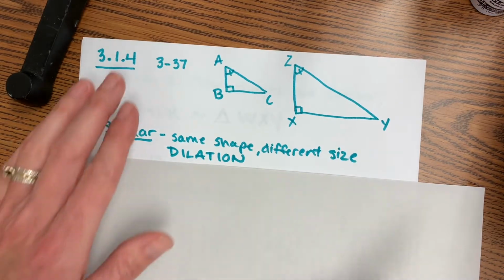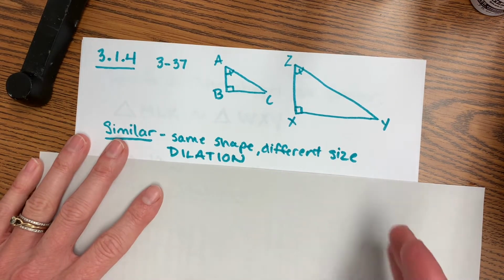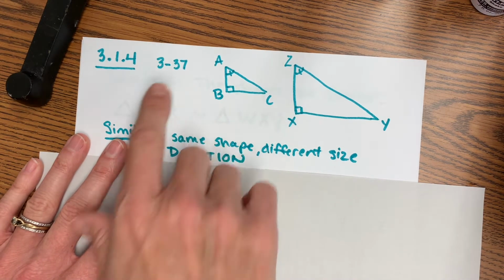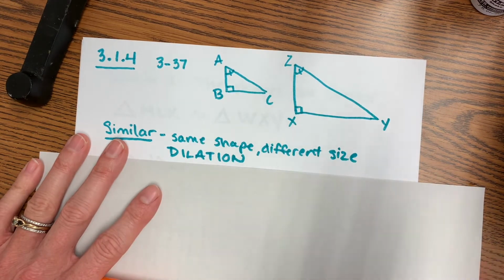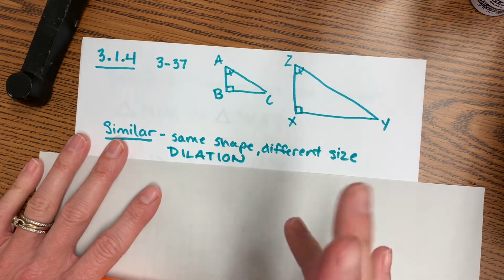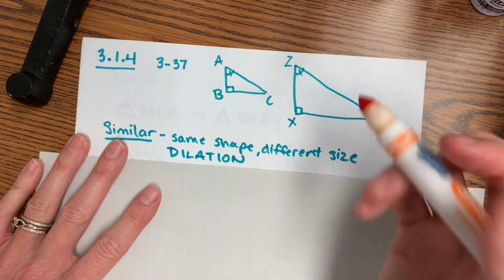In lesson 3.1.4, we're continuing our study with similar shapes and connections with dilations. And in problem 37, it has you start off by looking at the picture and then reading the math notes box in the section to see how to write a similarity statement. So that's what I want to go over.